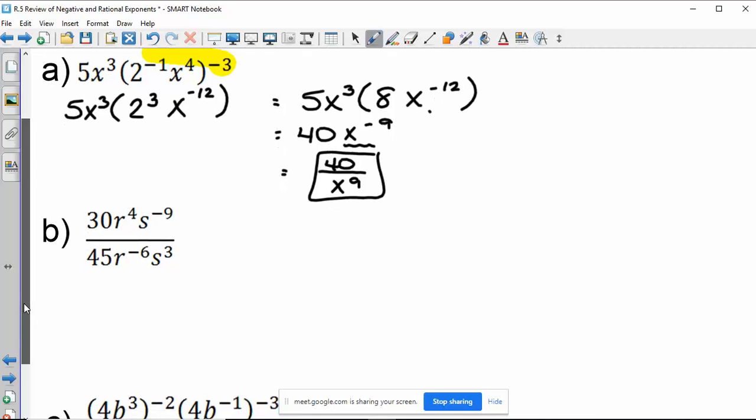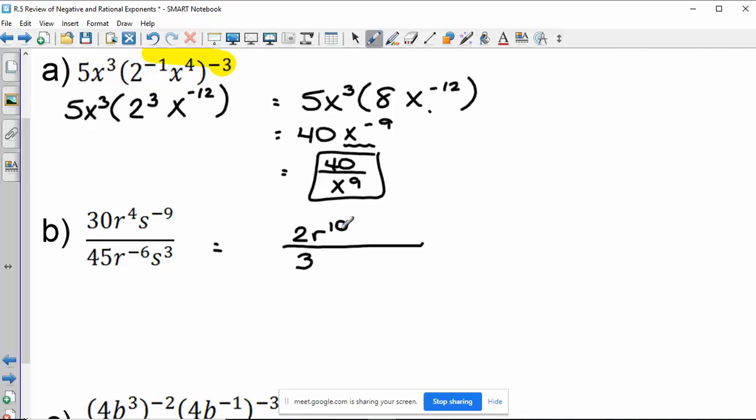B. 30 over 45, you can divide both of those by 15, and you get 2/3. Your r's, you could just subtract exponents. We have a 4 and a -6, so the 4 is bigger, so it will end on top. 4 minus -6 makes 4 plus 6, which is 10.